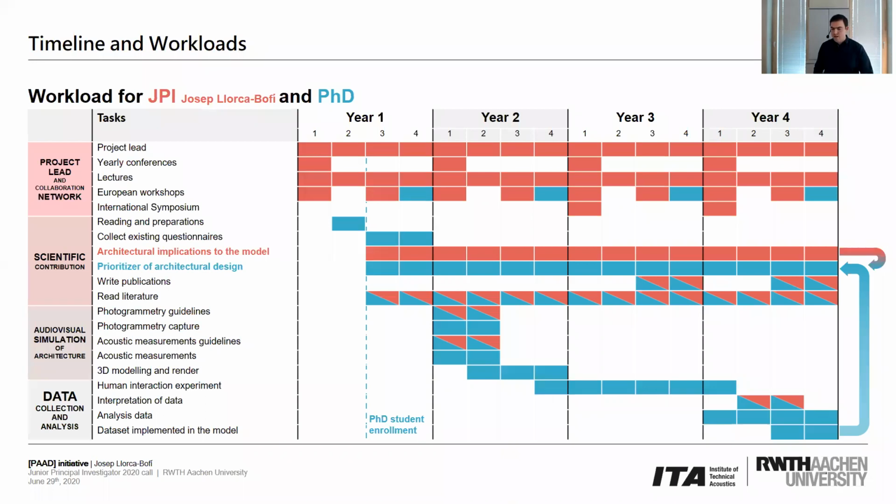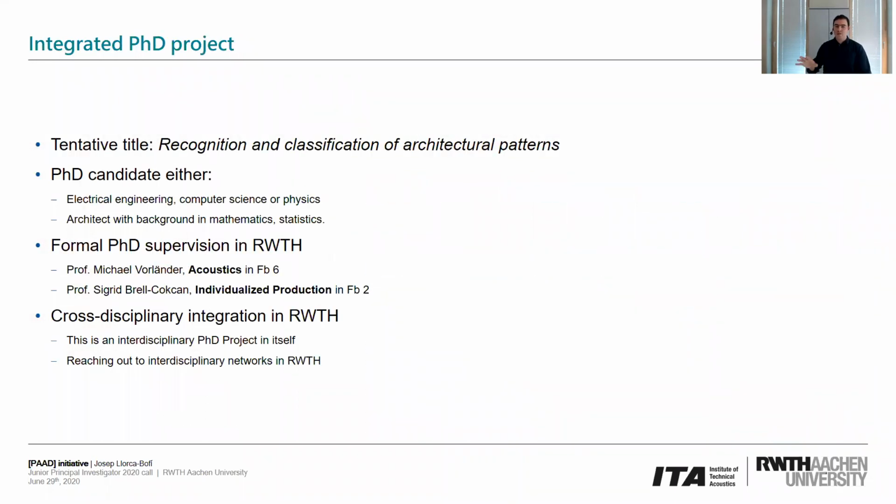So this is how the PhD project itself will be integrated, which is a recognition and classification of architectural patterns as a tentative title. And this can be a candidate, as Michel told, either from electrical engineering, computer science, or physics, or an architect with a background in mathematics and statistics, which is something we finally have to decide how to evolve.